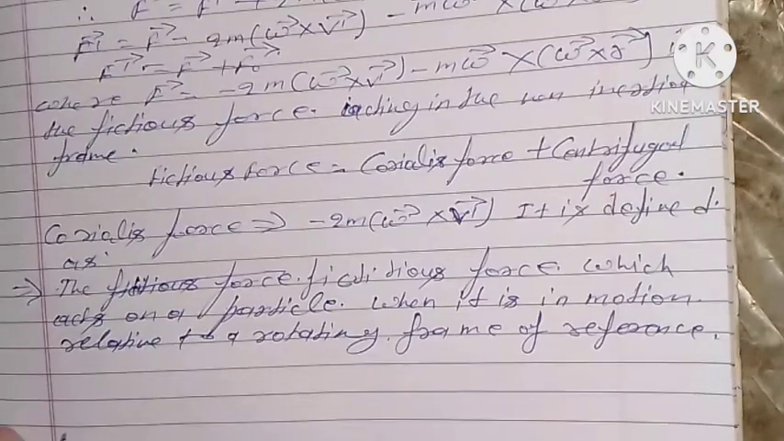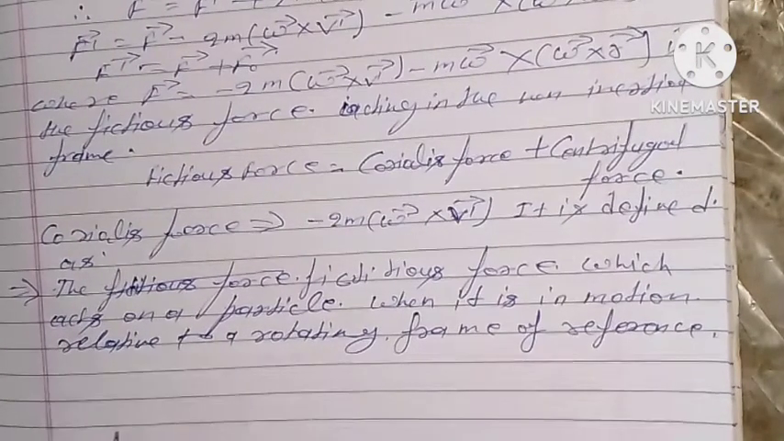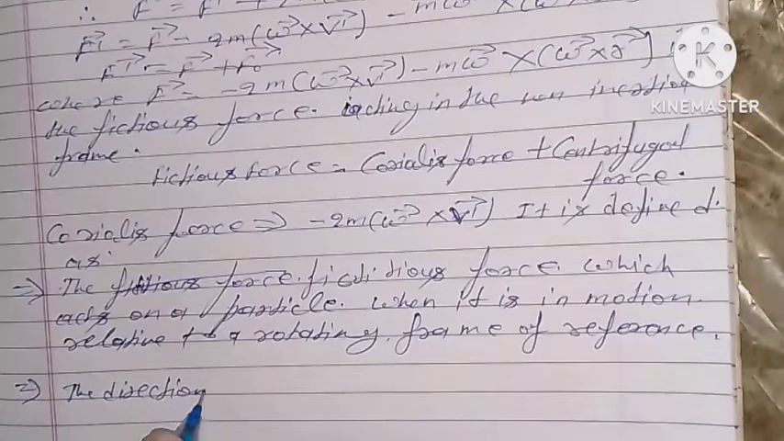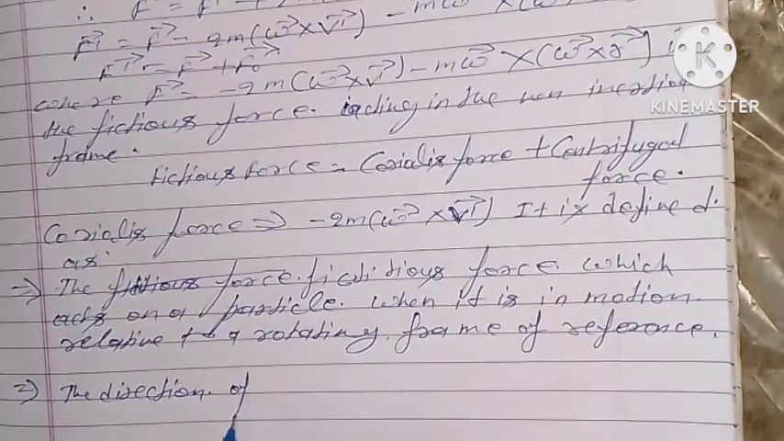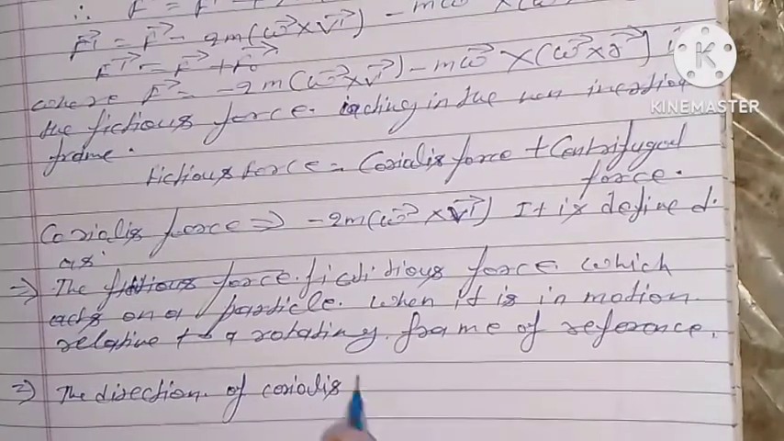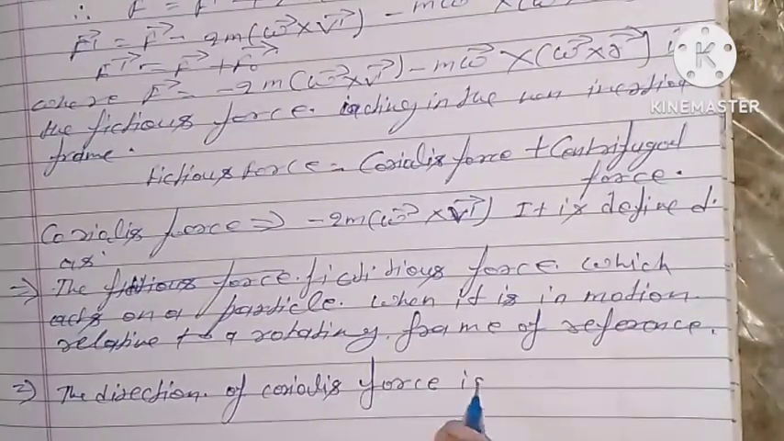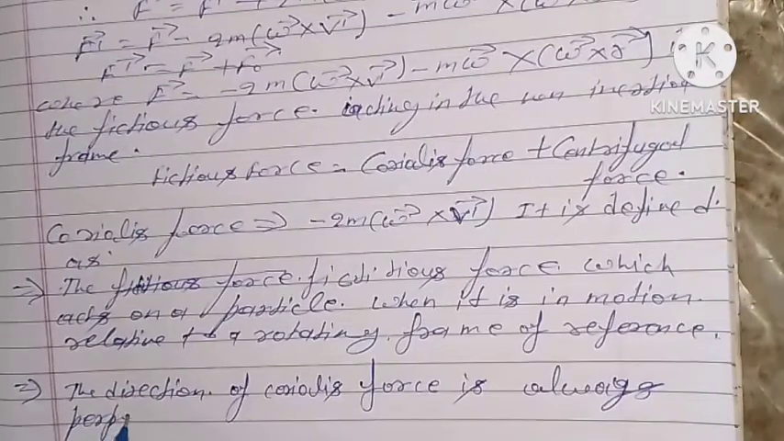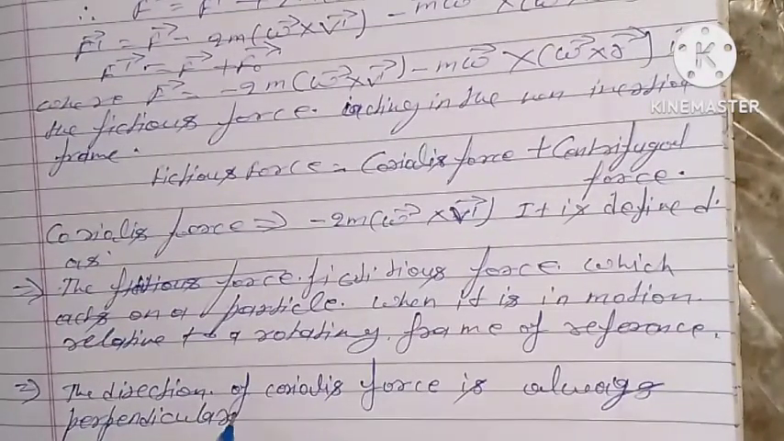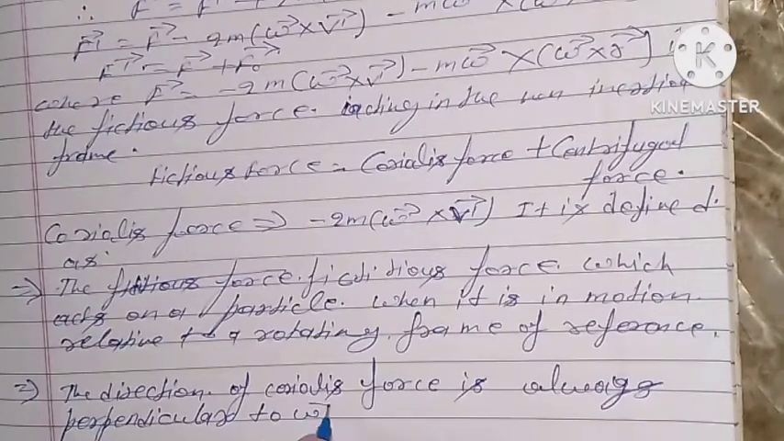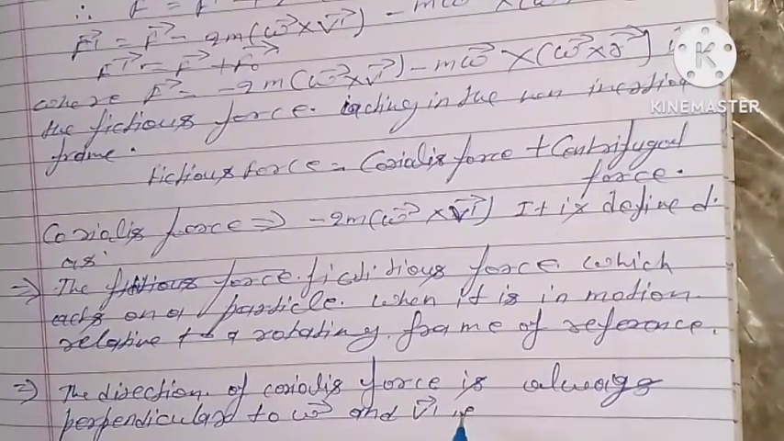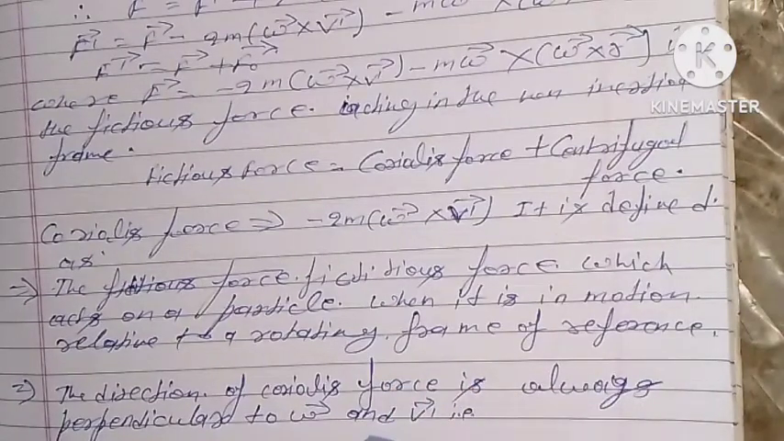The direction of Coriolis force is always perpendicular to omega vector and v dash vector, that is, the angular velocity of the rotating frame and the velocity of the particle relative to the rotating frame.